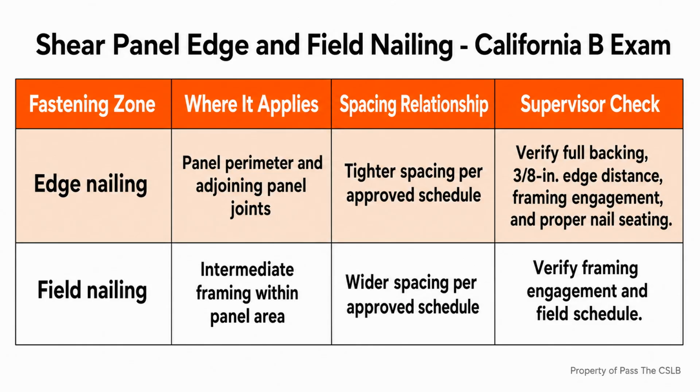Now I want to narrow the view to the thin strip of wood between a nail and the panel edge. The research report identifies a minimum edge distance of 3/8 of an inch for structural sheathing fasteners. That distance is small enough to overlook and important enough to inspect.